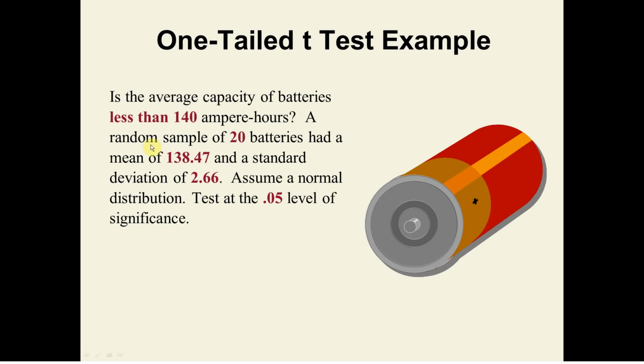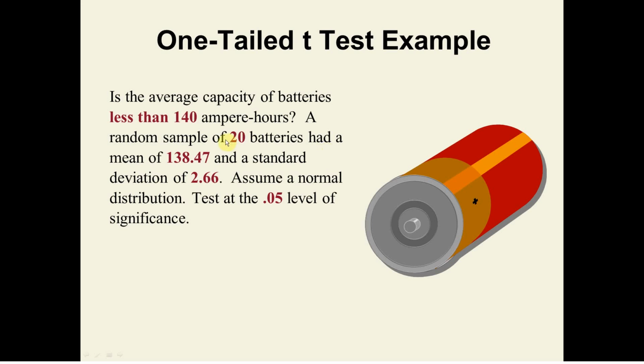Let's look at batteries, and let's say we're testing a bunch of batteries. If I'm manufacturing batteries, is the average capacity of the batteries less than 140 ampere hours? So we might take a random sample, and it's important to take a random sample. That way we get an accurate confidence interval, and we can calculate a good p-value. So it needs to be a random sample of 20 batteries.